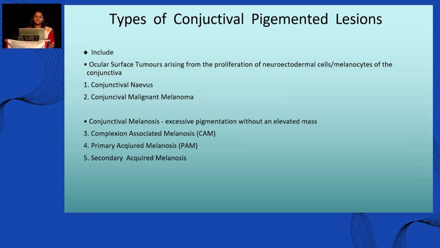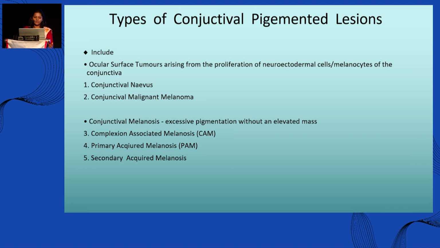So if we consider the types of conjunctival pigmented lesions, mainly they include two categories. One is the ocular surface tumors arising due to the proliferation of neuroectodermal cells or melanocytes of the conjunctiva. So these are proliferative lesions. They include the conjunctival nevi and the conjunctival malignant melanoma.